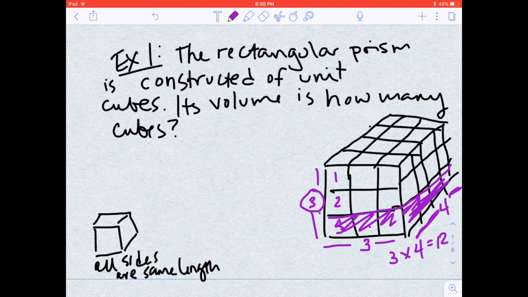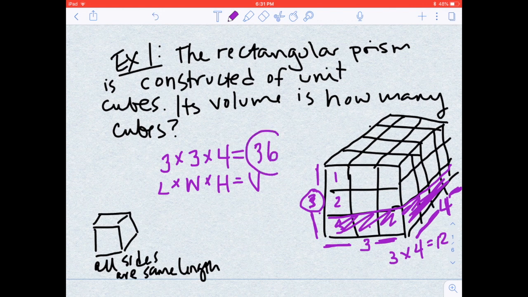So what I'm really doing is I'm multiplying the length times the width times the height. Now, the book does not tell you that, but that's Miss Ballard telling you for future reference. And that's going to give me volume. So I said I had 3 here, I had 4 here, and I have 3 here. And when I multiply that, I'm going to say that that gives me 9 times 4, 36 cubes total.